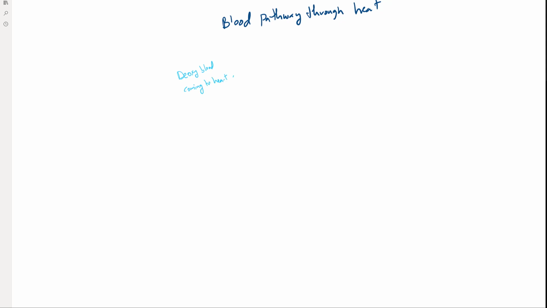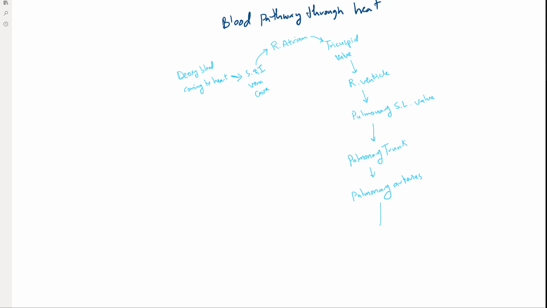It will come through the superior and inferior vena cava. From there, it will go to the right atrium, through the tricuspid valve, just one valve, to the right ventricle. Then from there to the pulmonary semilunar valve, to the pulmonary trunk. From there to the pulmonary arteries, left and right. And from there, it goes to the lungs. And in the lungs, we will have the gas exchange.